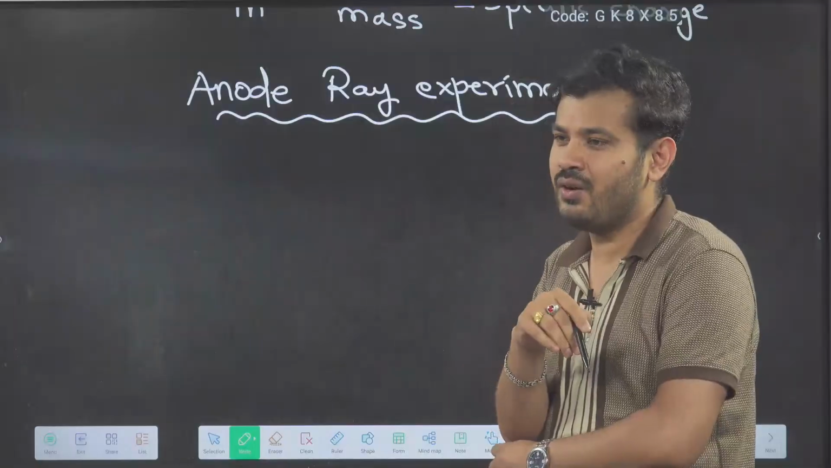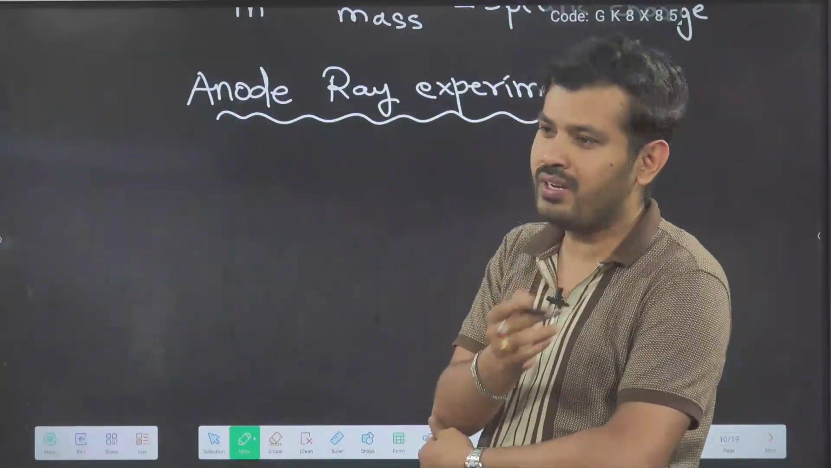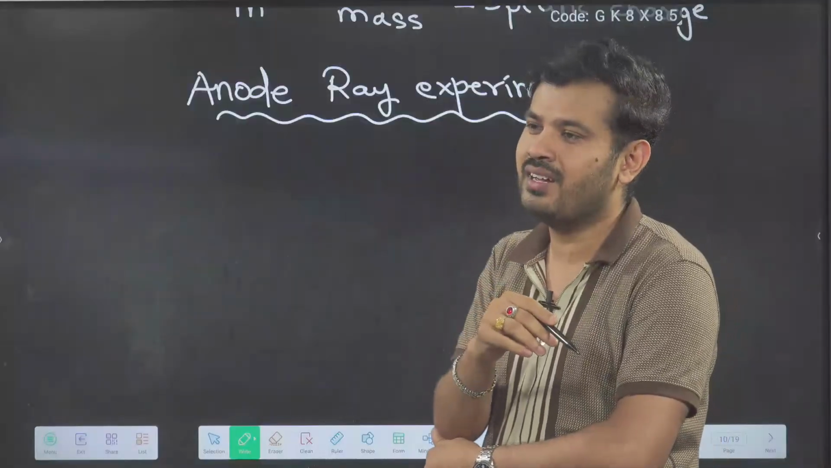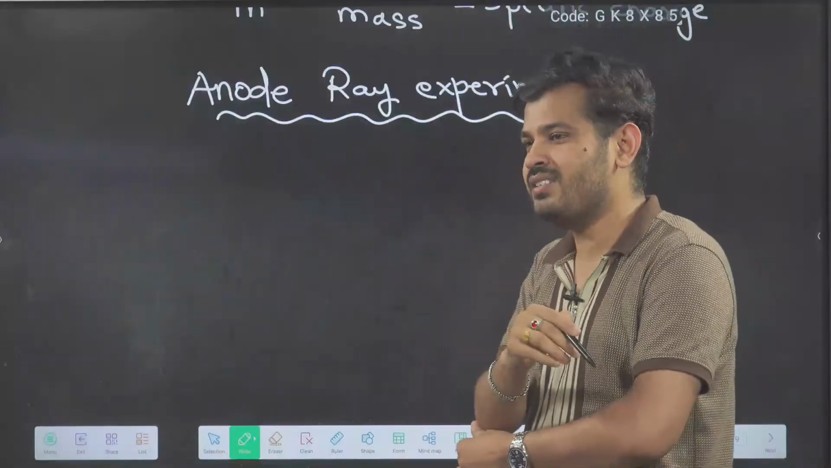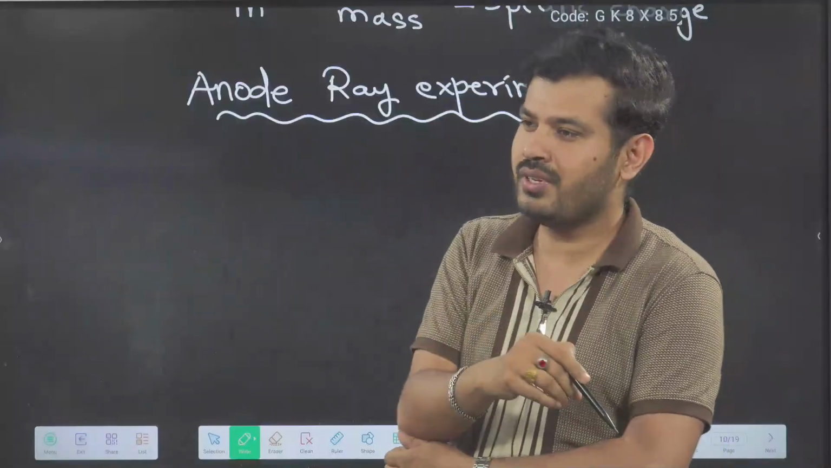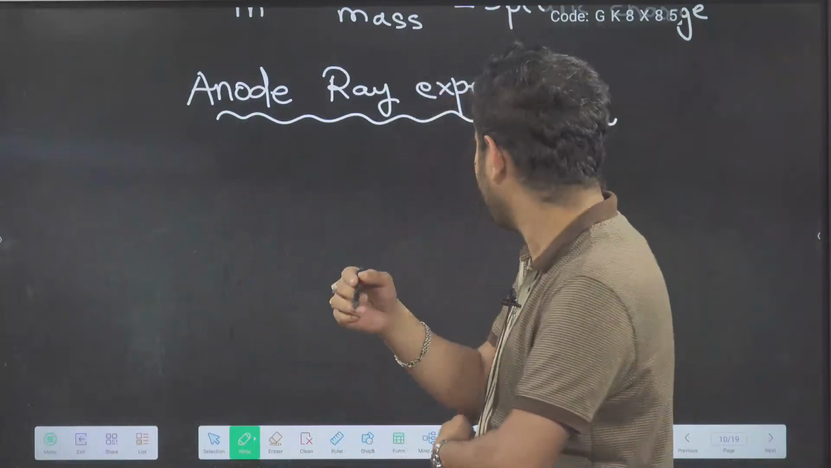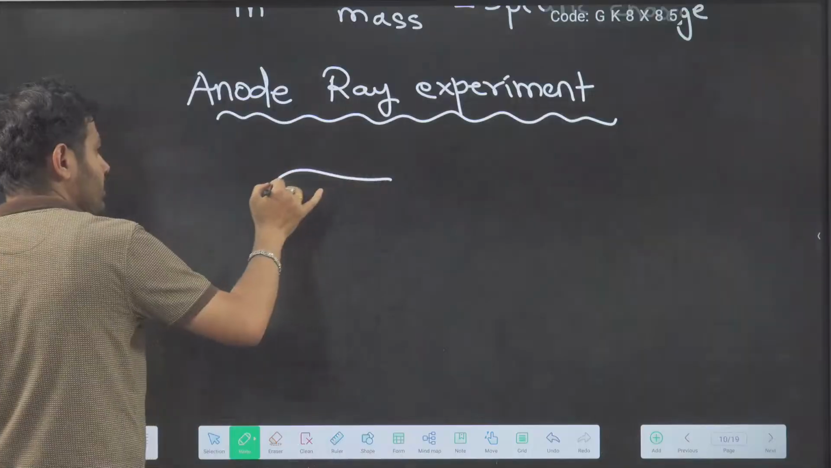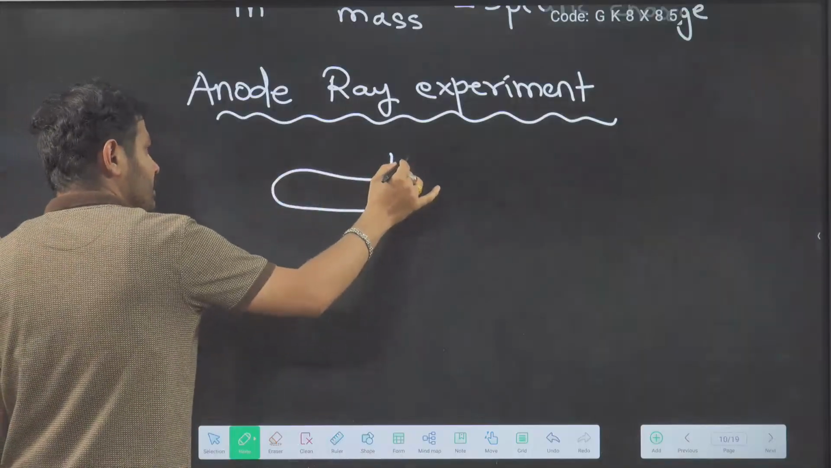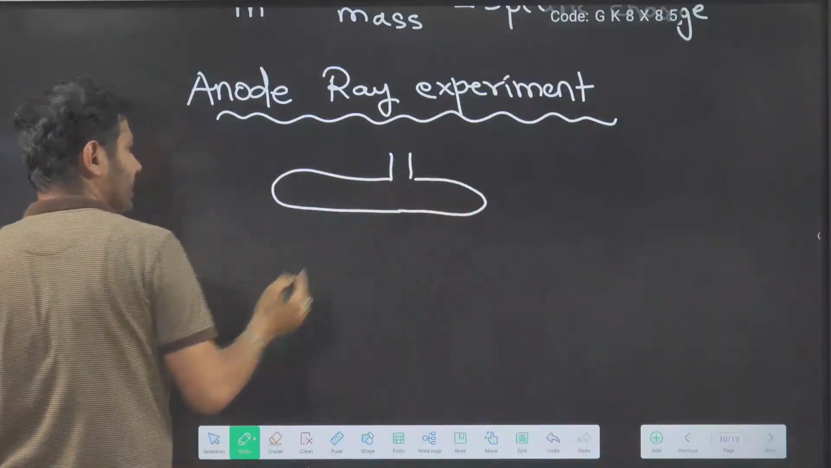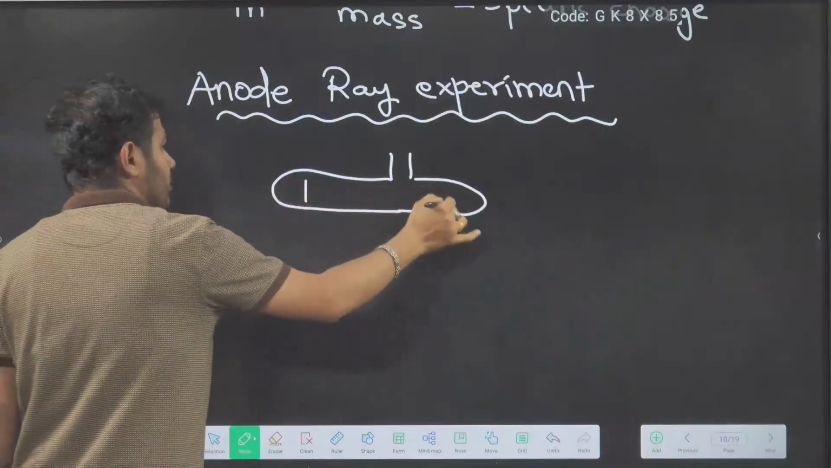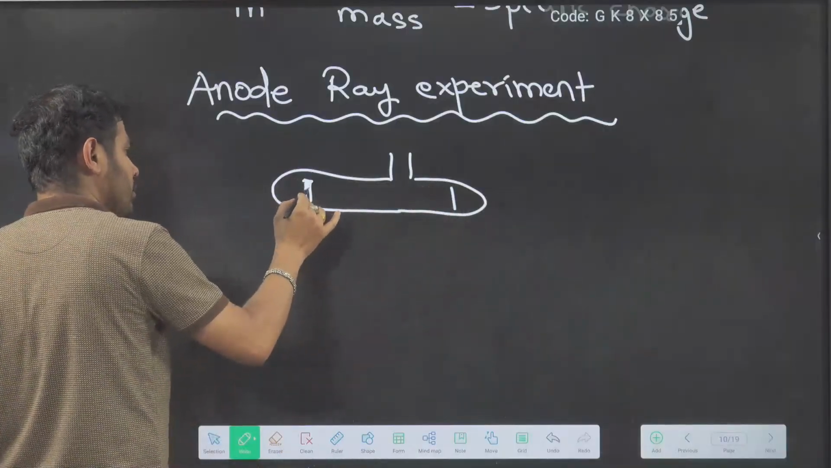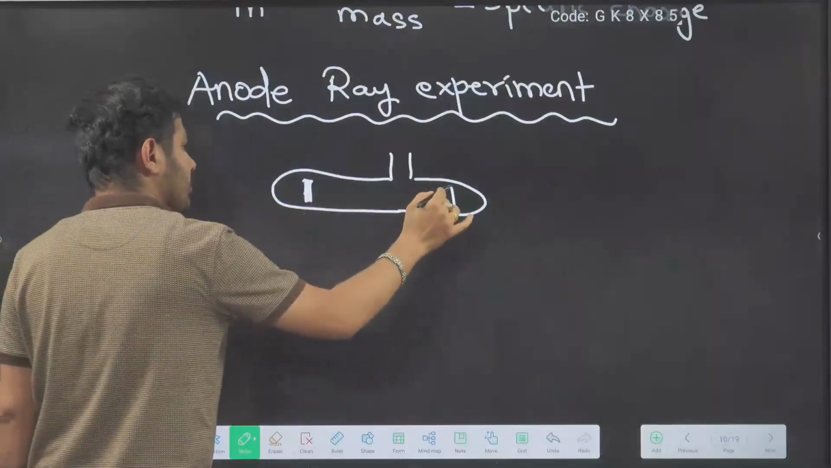Who discovered the anode? Anode and cathode, no one discovered them, man. Scientists have discovered the experiments. The cathode experiment was conducted by two scientists, Crookes and Thomson. Talking about this experiment, we are going to discuss the anode experiment. In this experiment, we will have a similar kind of setup. We have the cathode and the anode, but where we will have the hole this time is in the opposite direction.